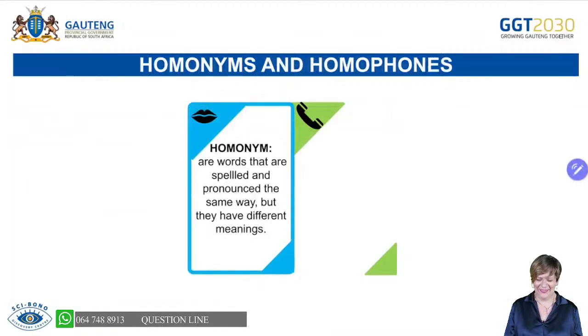Let me show you. So homonyms are the easy ones. Homonyms are spelled the same way, they pronounce the same way, but their meanings are different. Spelled the same, pronounced the same way, meaning is different.